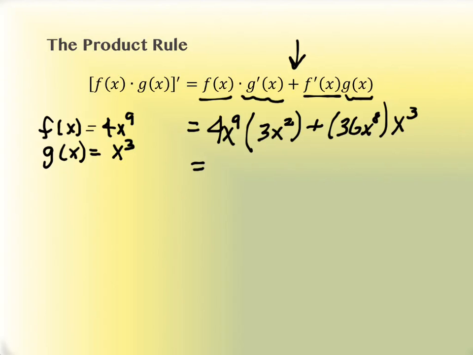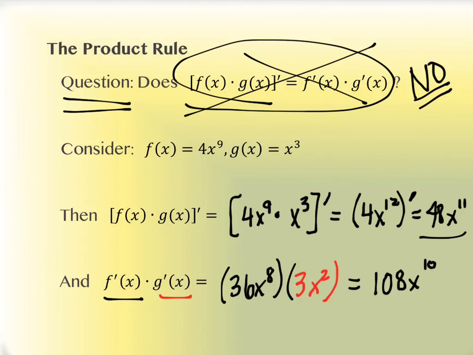So we're going to simplify this. What is 4x to the 9th times 3x squared? Good, 12x to the 11th. And then I've got a 36x to the what? 11th, and what are these combined to be? And that's exactly what it's supposed to be from over here, isn't it?